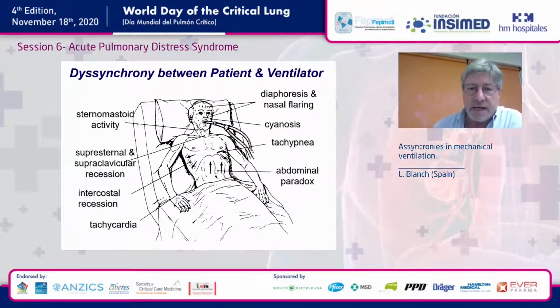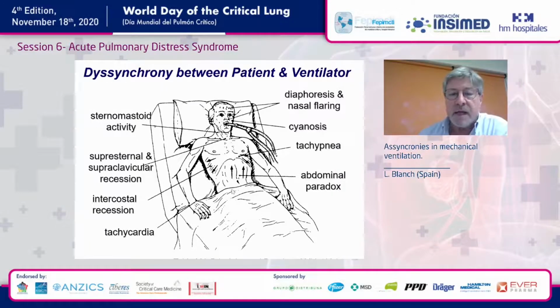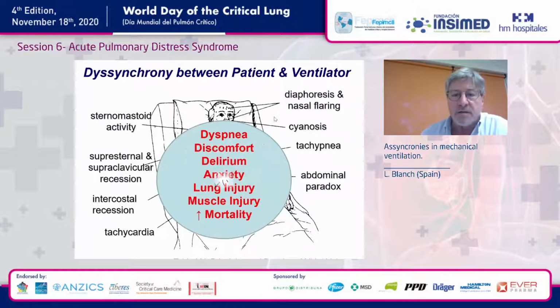This is the classical diagram of Tobin, and I like it very much because this can often be seen in critical care. This is a patient that is not interacting well with the ventilator, and when that happens, this patient experiences diaphoresis, nasal flaring, cyanosis, tachypnea, using all the muscles to expirate and inspirate, tachycardia, and so on. When that happens, this is not an ideal situation because this patient presents dyspnea, hunger, discomfort, delirium, anxiety, and all these may induce lung injury, muscle injury, and perhaps increase mortality.